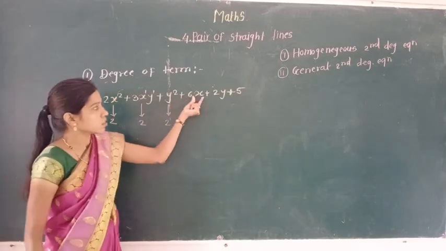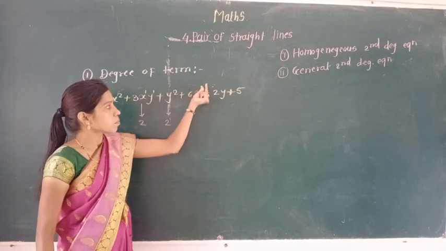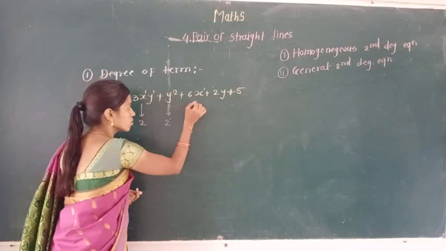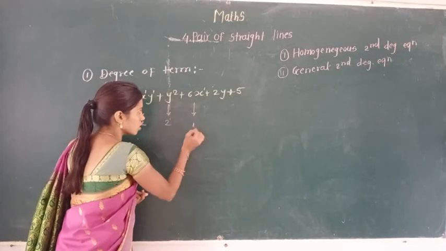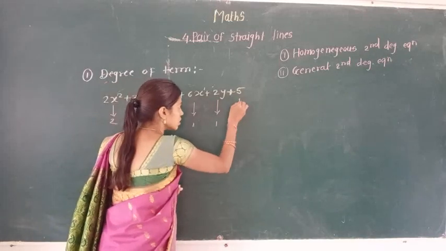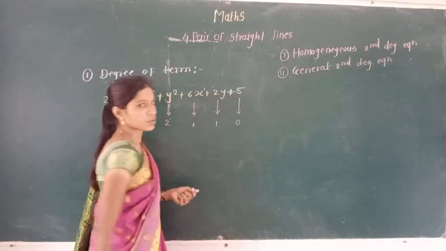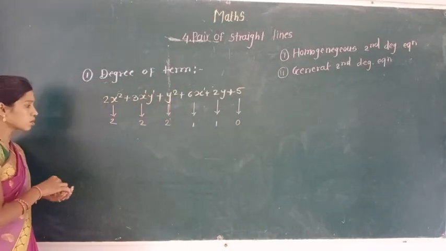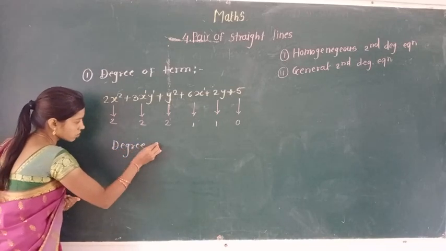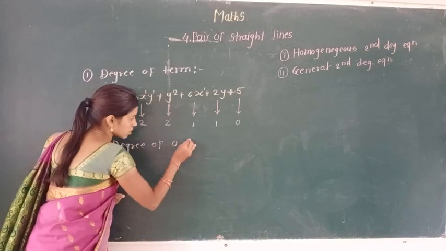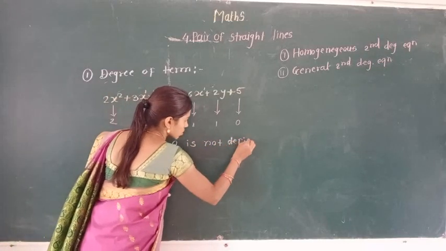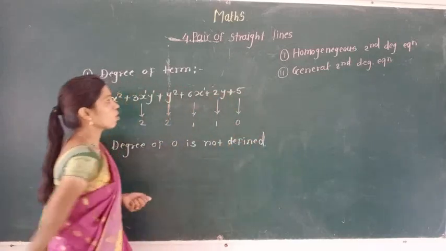In this variable, no power is given, so the power is 1. So the degree of this term is 1. Similarly, the degree of 2y is also 1, and the degree of the constant term is 0. Now see, an important point: the degree of 0 is not defined.